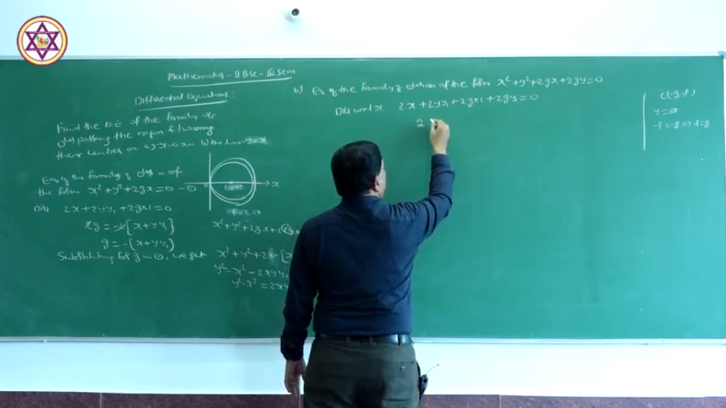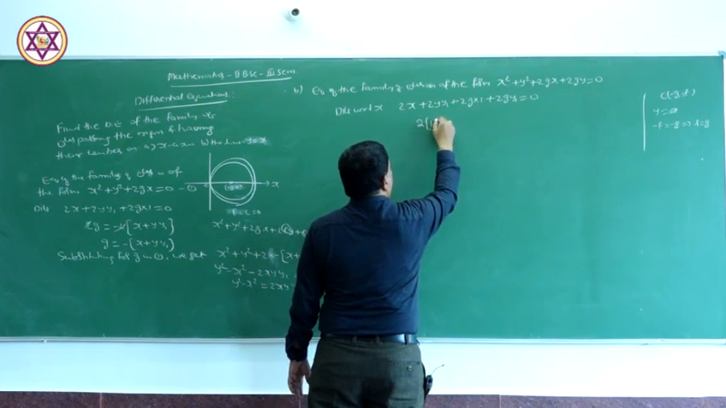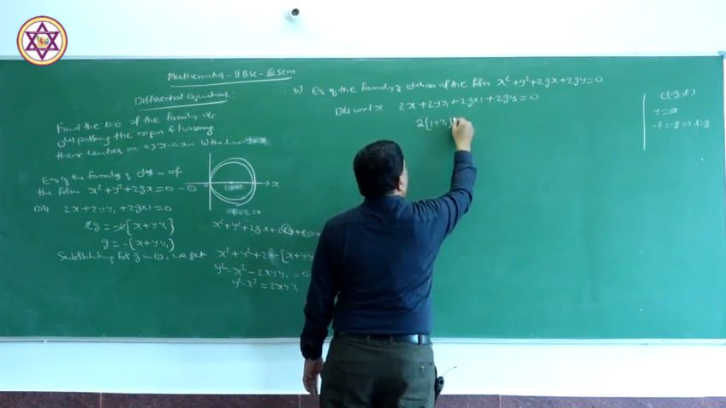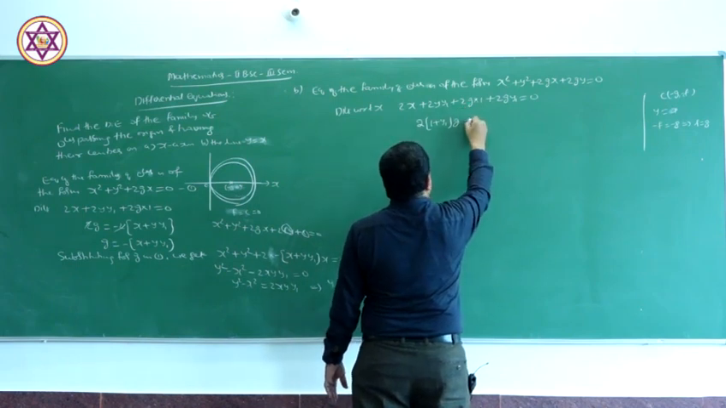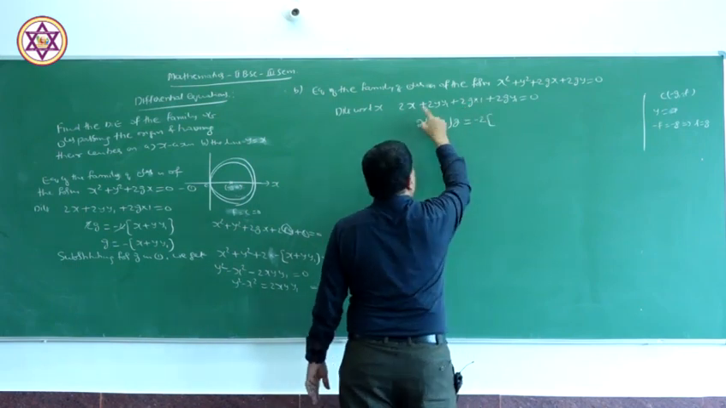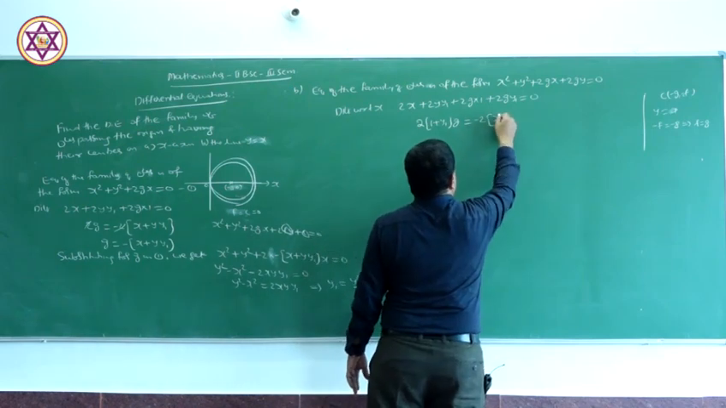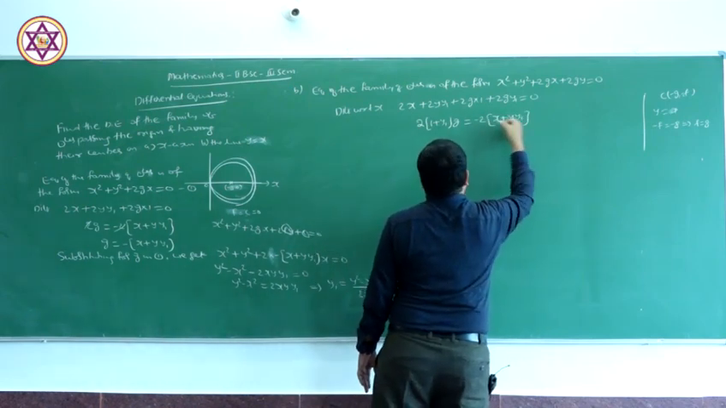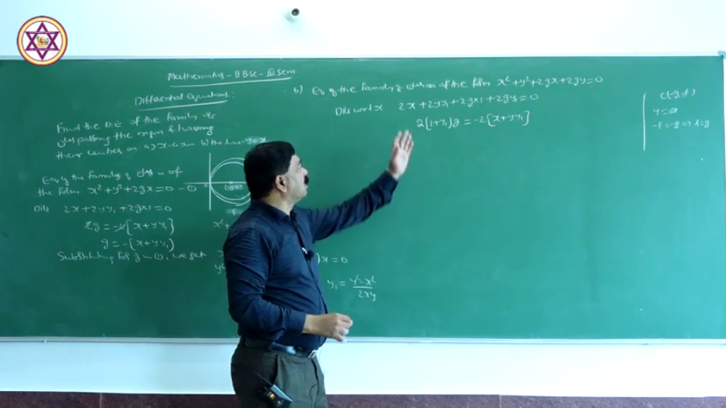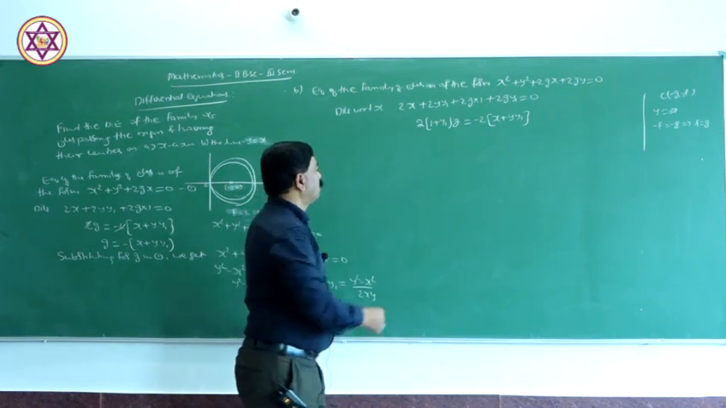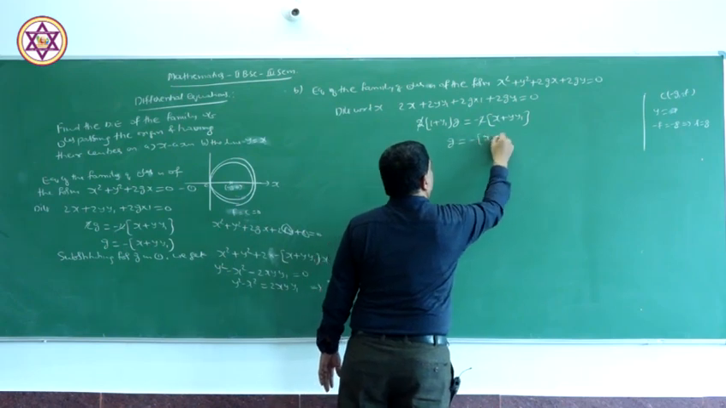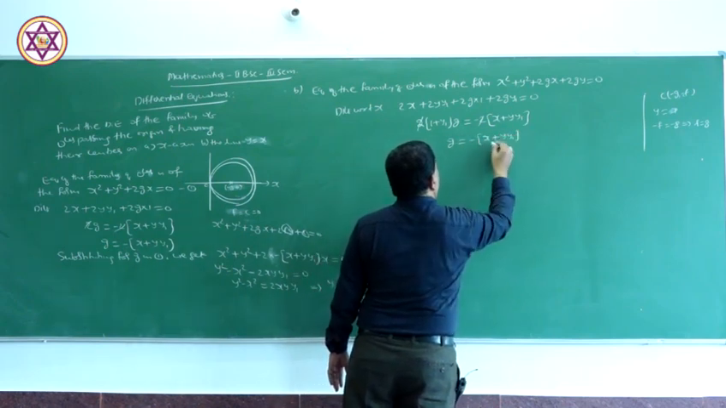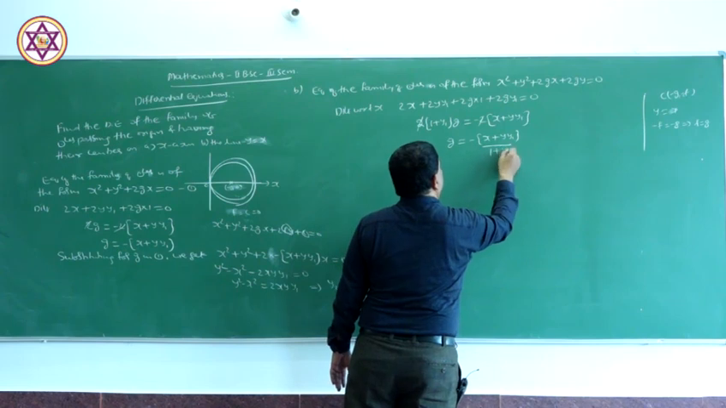If we take 2g common, we get 1 plus y1 of g. Here these two terms transfer from LHS to RHS. So we get, if we take minus 2 as common, x plus y y1. So 2 gets cancelled. g is equal to minus of x plus y y1 divided by 1 plus y1.